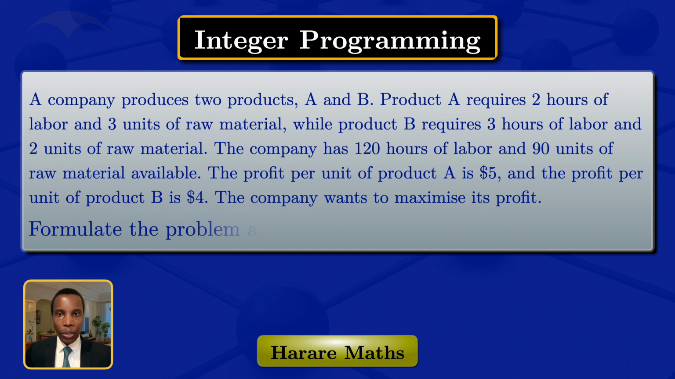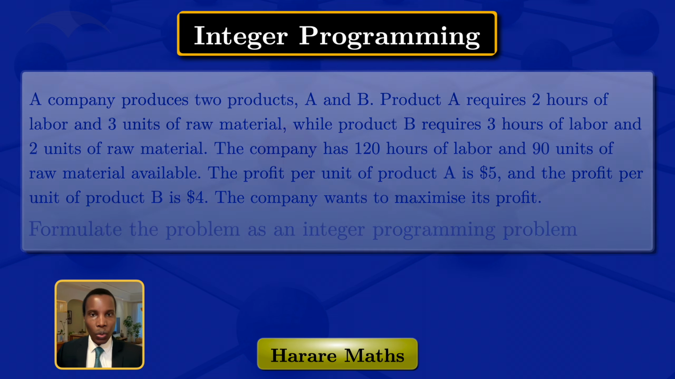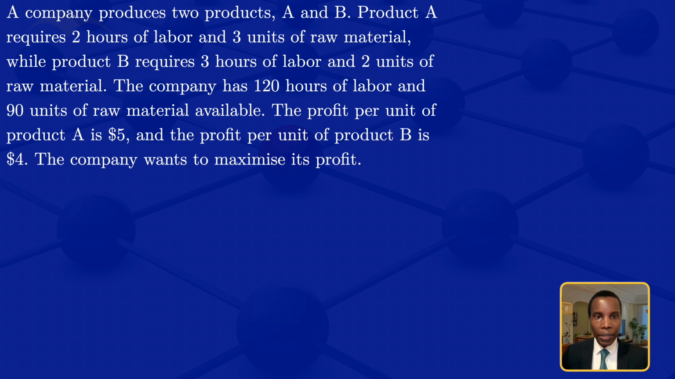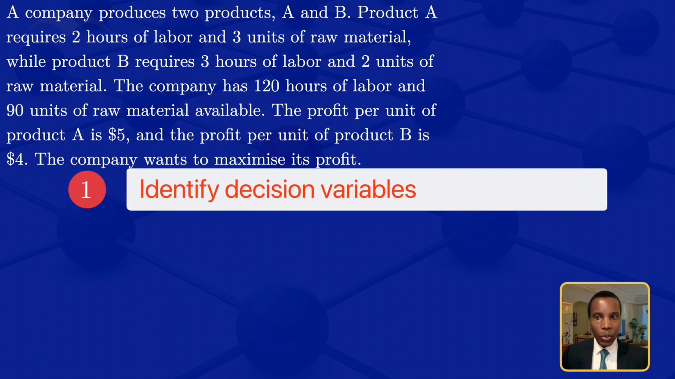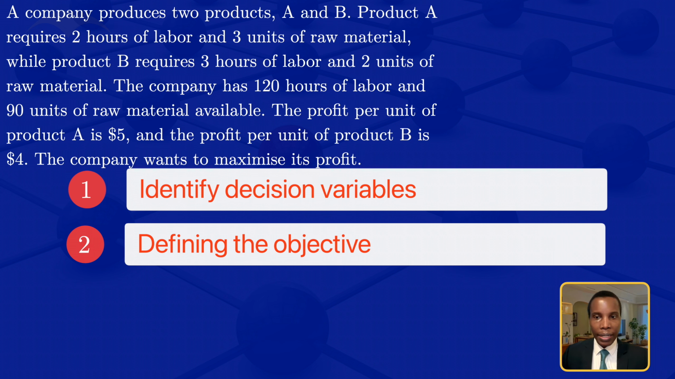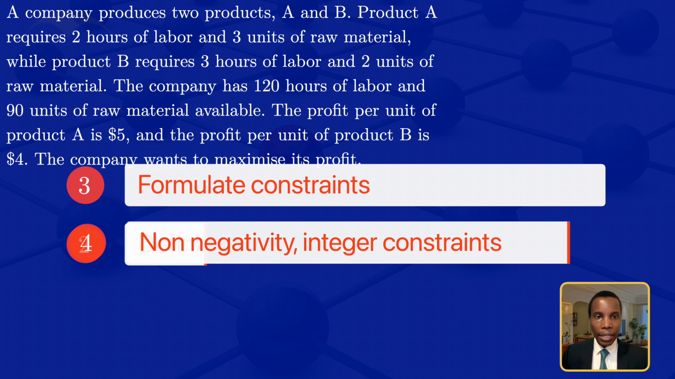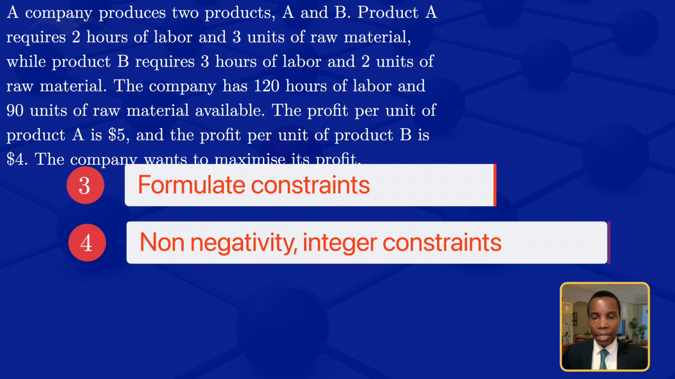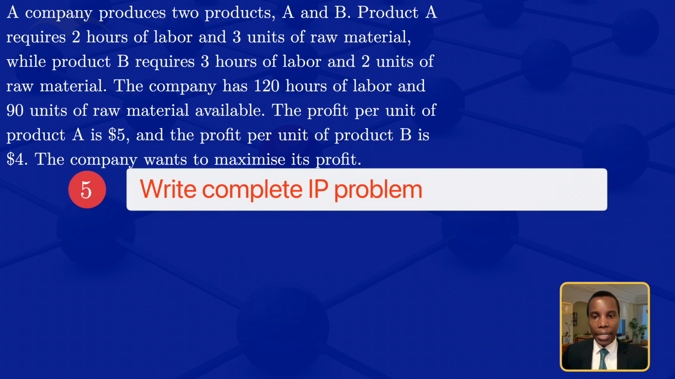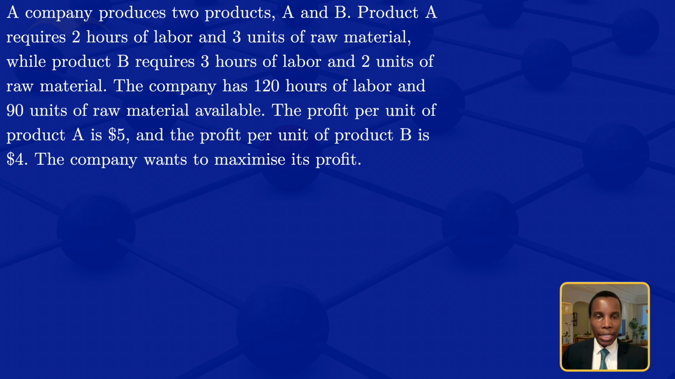In this video, I'm going to formulate the problem as an integer programming problem. So we are given that problem there. For us to formulate an integer programming problem, we follow the following steps. Number one, we identify the decision variables. Number two, we define the objective function. Number three, we formulate the constraints. And number four, we add the non-negativity and integer constraints. Then we go on and write the complete integer programming problem. So those are the steps that we have to follow.